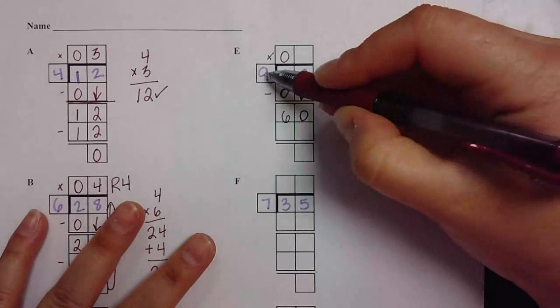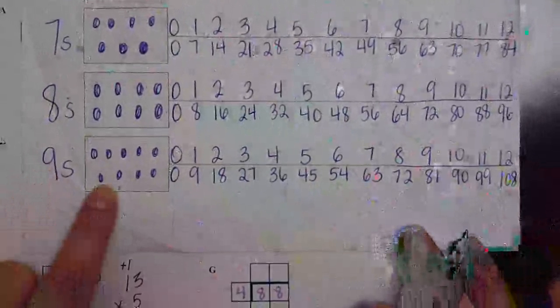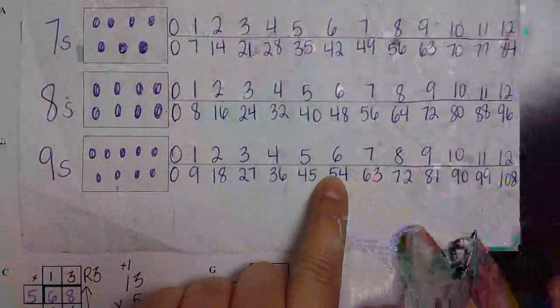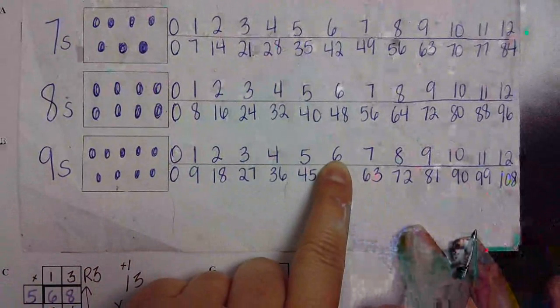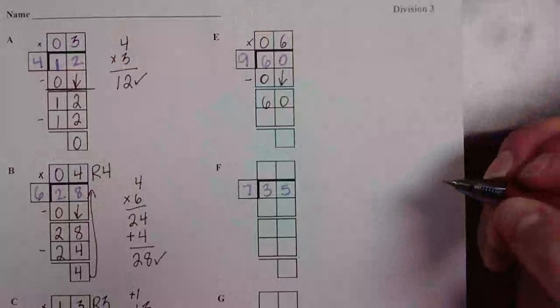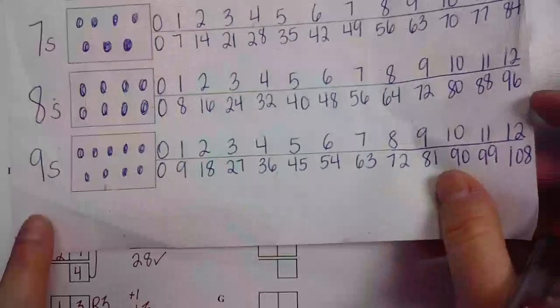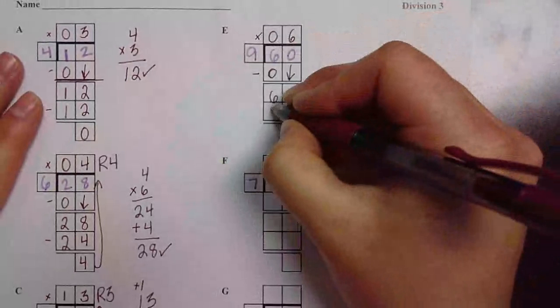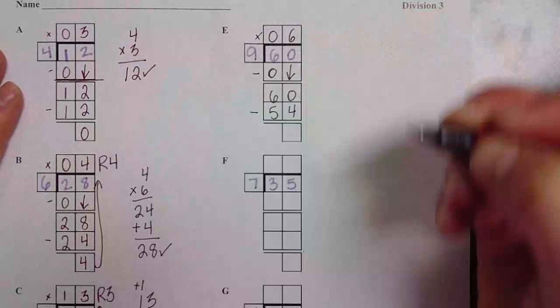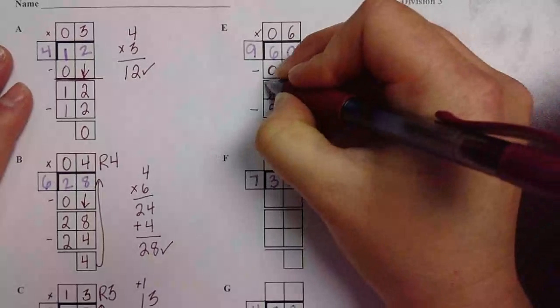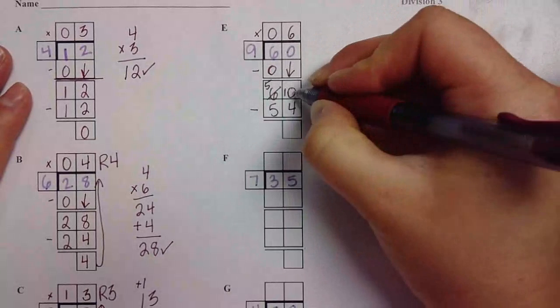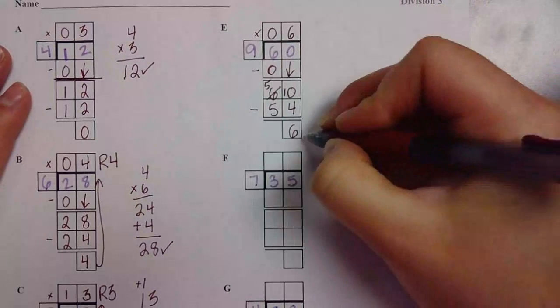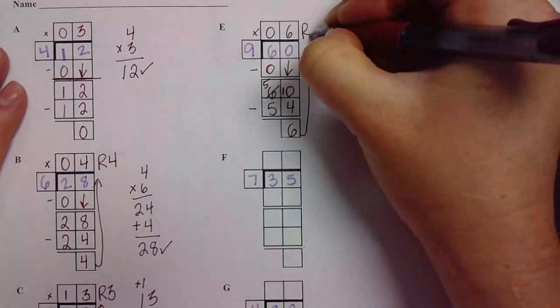So I asked myself, how many times does 9 go into 60? Well, here are my 9s. How many times does it go in 60? Well, 63 is too much, so I have to go backwards one. What's on top of the line? 6. So 6 goes on top of the line. 6 times 9 is 54. And subtract. The 6 becomes a 5. This becomes a 10. 10 minus 4 is 6. So that is our remainder of 6.